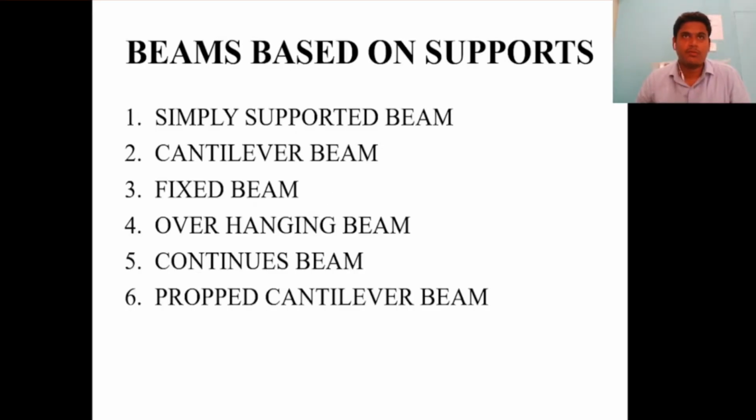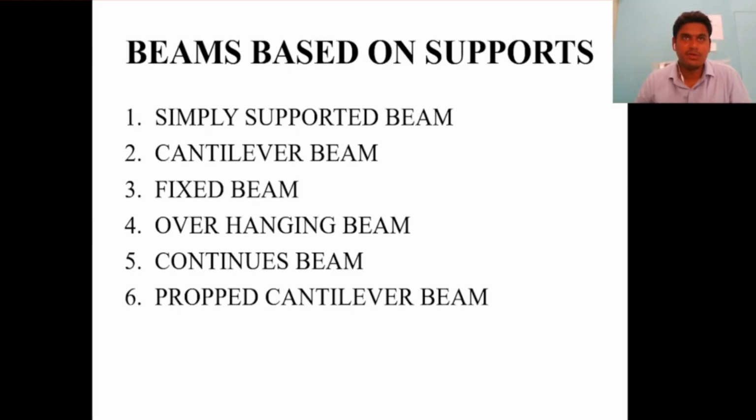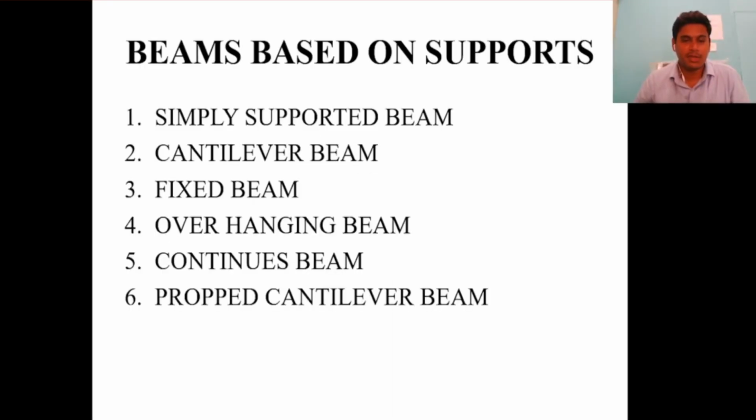Overhanging beam, where the beam overhangs at two sides of the supports. Continuous beam, where there are more than two supports. This beam is called continuous beam. Sixth beam is propped cantilever beam. Propped cantilever beam can be explained as when the cantilever beam is supported at the free end with a simple support, that beam is called propped cantilever.